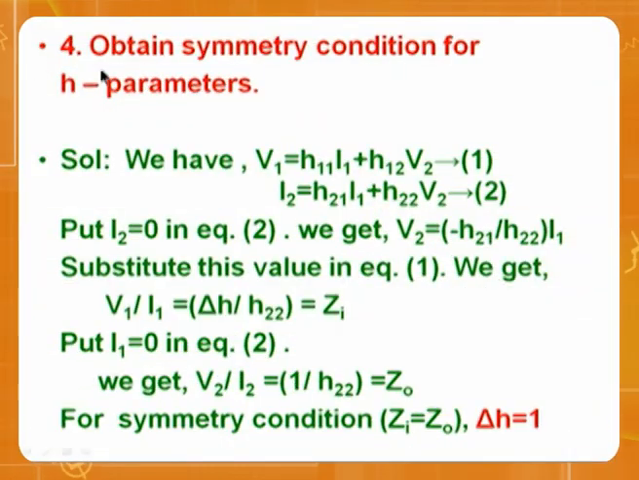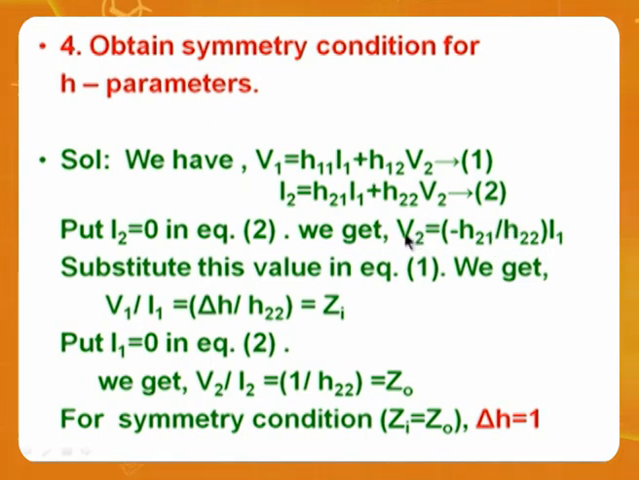Let me take you to the fourth one. Obtain the symmetric condition for H parameters. So what to do now? Just write the H parameter equations. Put I2 = 0, get V1 by I1. Then put I1 = 0, get V2 by I2. If I2 is 0, what happens to the equation? 0 equals H21 I1 plus H22 V2, so V2 becomes minus H21 by H22.